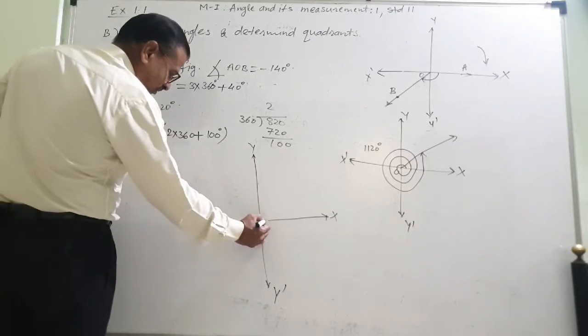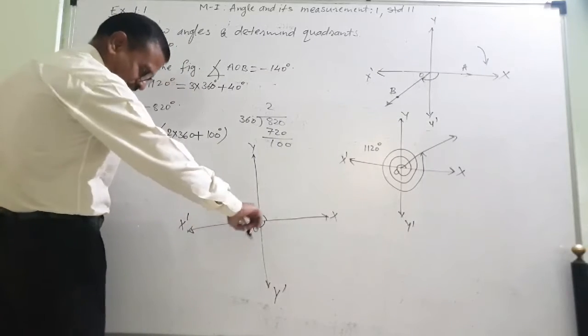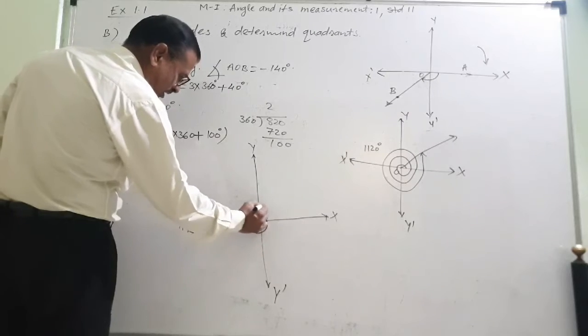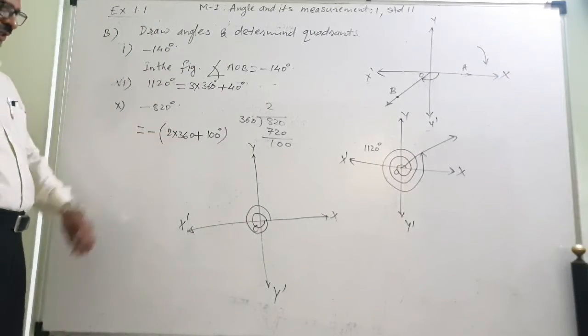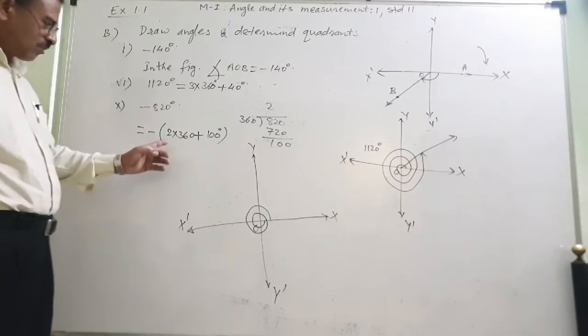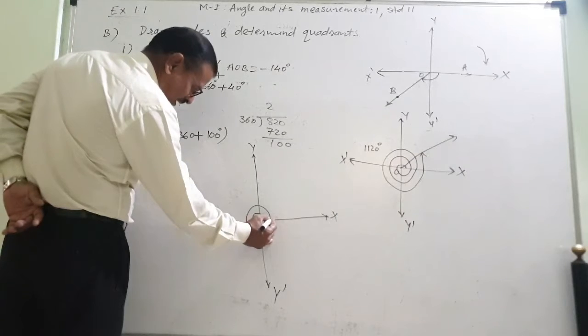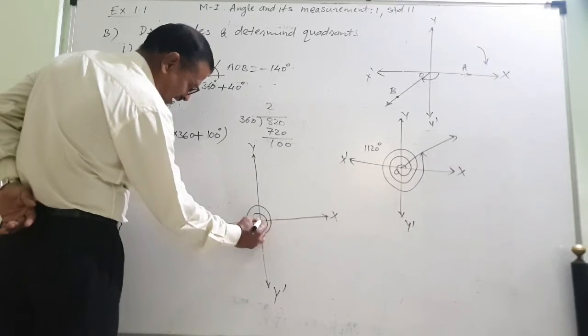This is one rotation complete, in this direction. This is another rotation complete. This has become 2 into 360. And another how much in the same direction? 100 degree. This much is 90, and just 10 degree here.